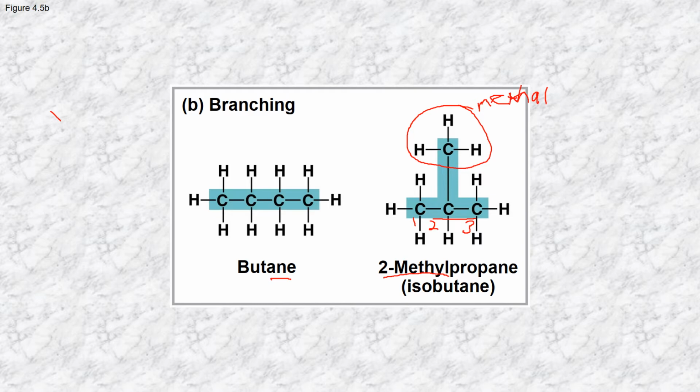This is commonly called isobutane, right? So look, we've got butane with 4 carbons. It's kind of a form of butane, but it's an isoform of butane. So it's just a different isomer.